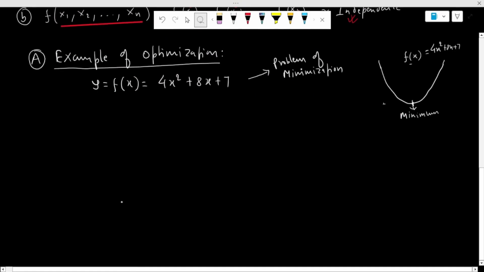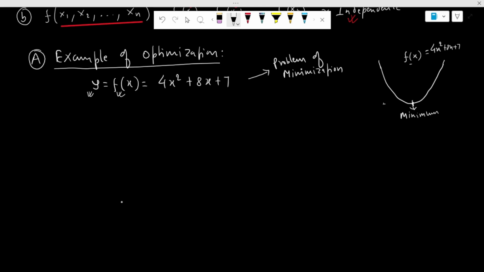So let us see an example of an optimization. How do we calculate it? Here, y is equal to the function f(x) = x squared plus 8x plus 7. And this is a problem of minimization because the graph of this function is a parabola, so we can calculate its minimum point. So how do we operate it?